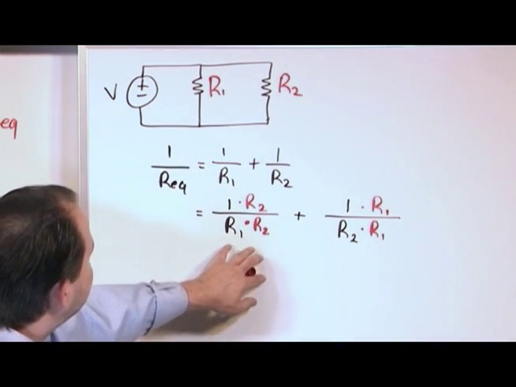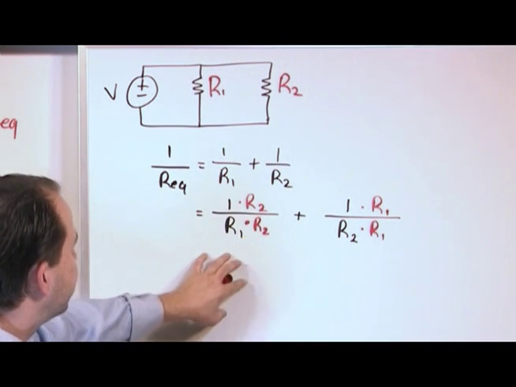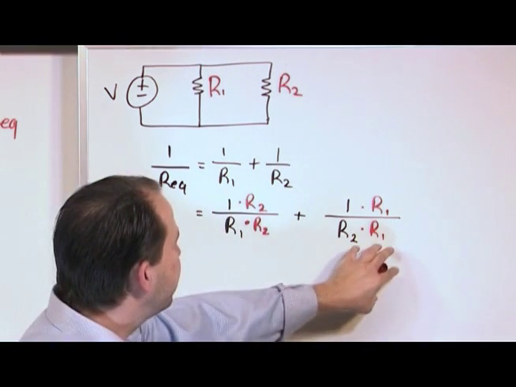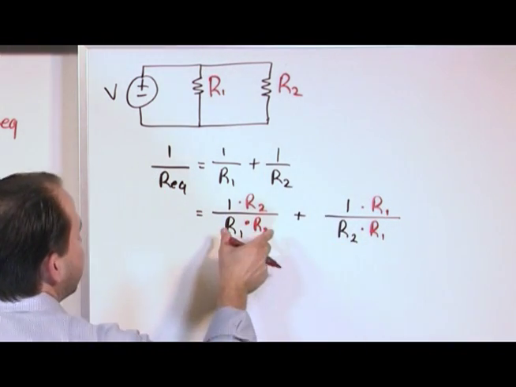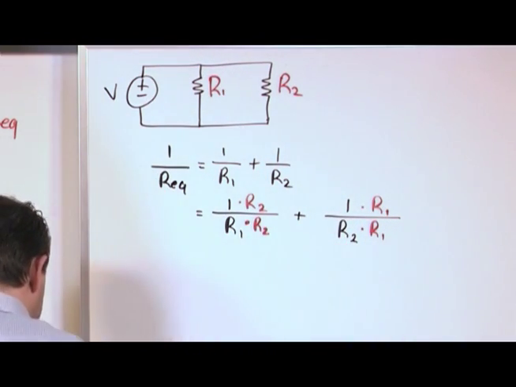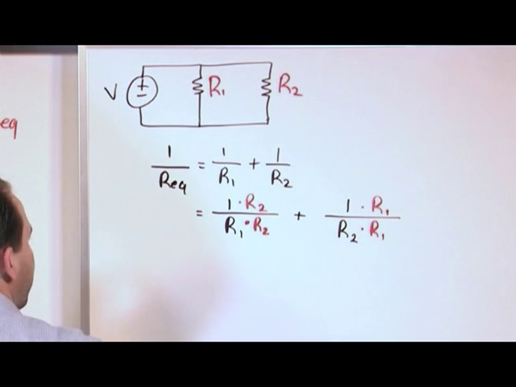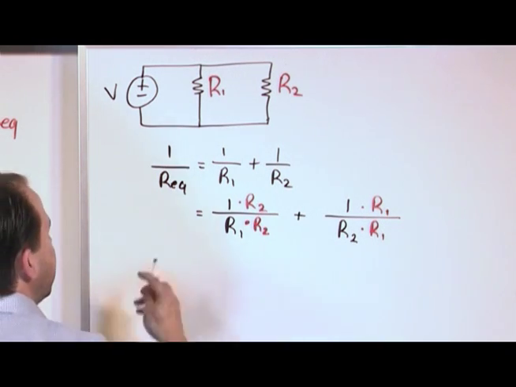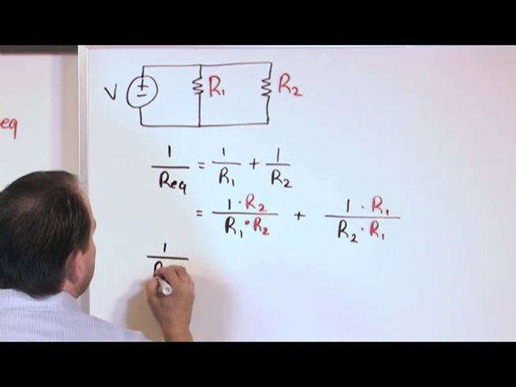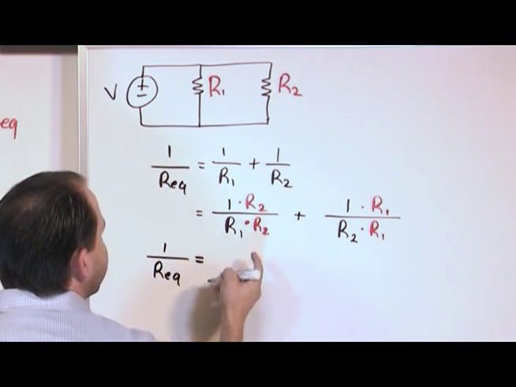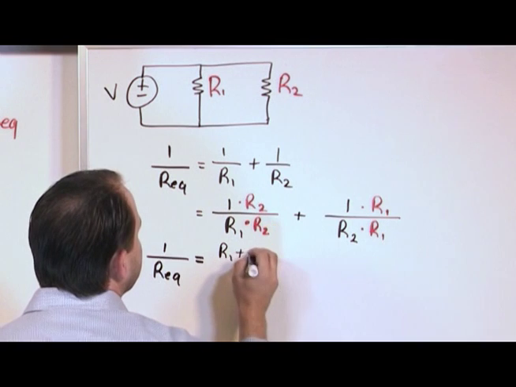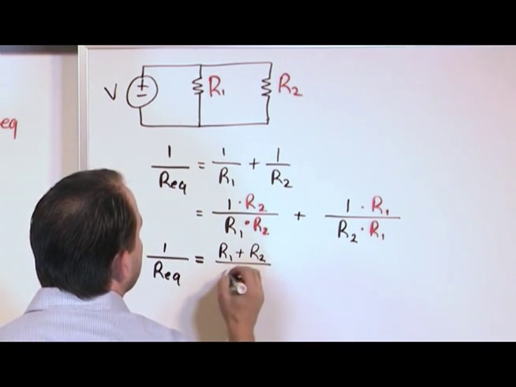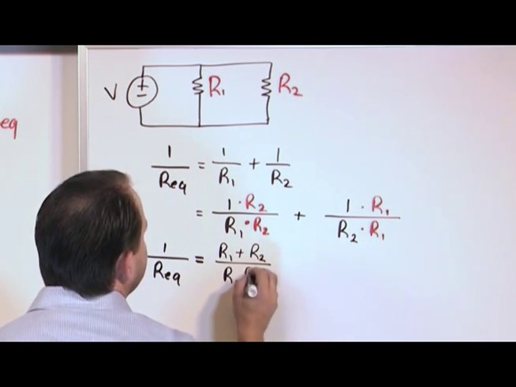So I have changed nothing in this fraction. It's just multiplying by R2 over R2, and I've changed nothing in this fraction, but what I do here is I get a common denominator. The common denominator is R1 times R2. All right, so what you get is 1 over the equivalent resistance is equal to, now we can add these together, R1 plus R2 over R1 times R2.